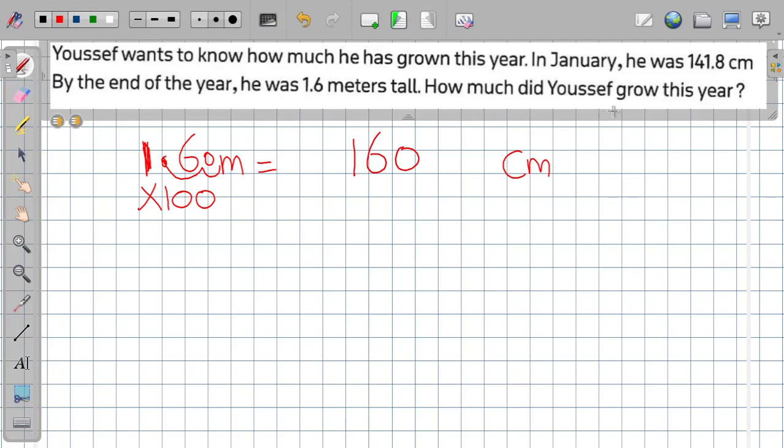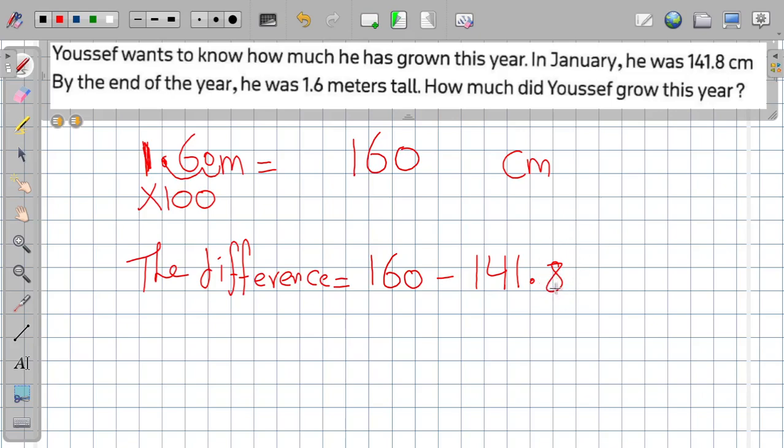Okay, but in January, he was 141.8 centimeters. So what is the difference between the two numbers, 141.8 and 160? So I will say the difference between the two lengths equals 160 minus 141.8. Okay, but here I have a tenths digit and I don't have a tenths digit in the first number, so I will add just a 0 here and the decimal point.